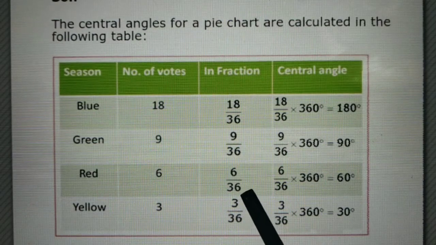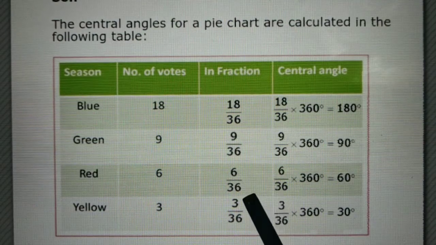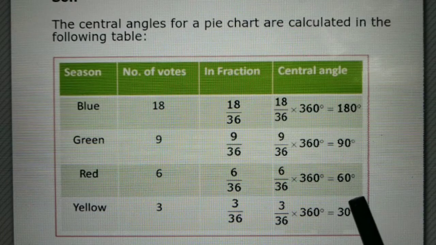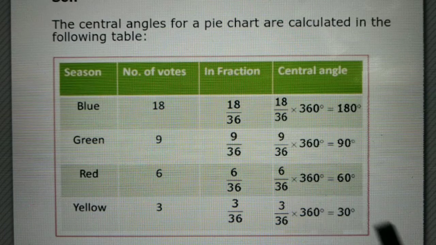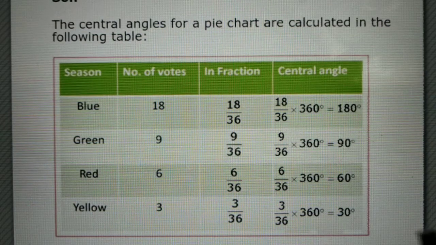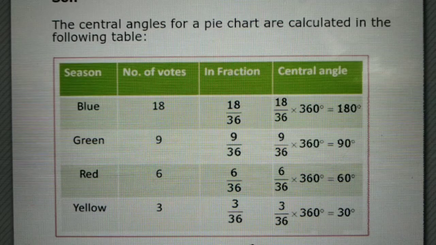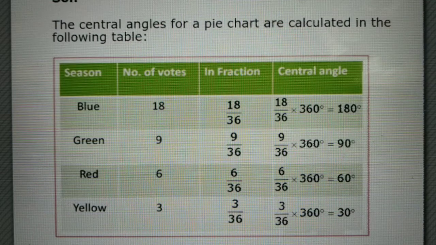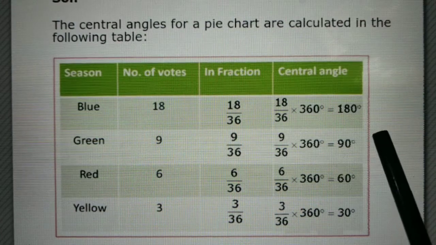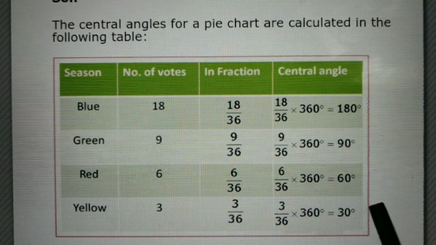6 divided by 36, the given number of people divided by the total number of people. In the next column, 6 by 36 multiplied by 360. We get a 60 degree angle. And for the yellow color, we have only 3 people and the fraction is 3 by 36, multiplied by 360 degrees. So we get a 30 degree angle. So we get here 180 degrees, 90, 60 and 30.